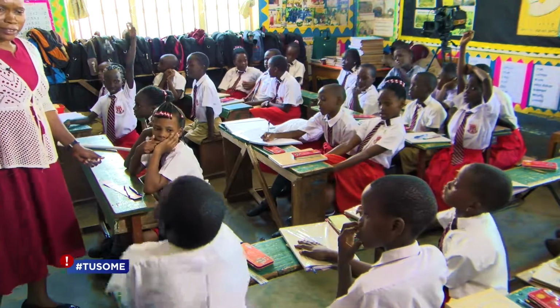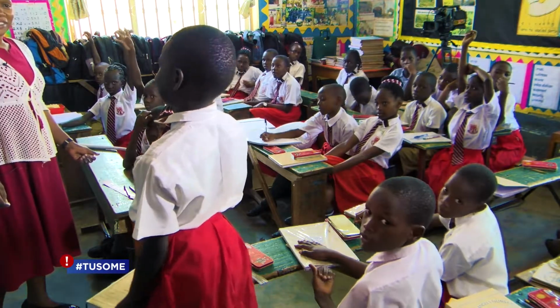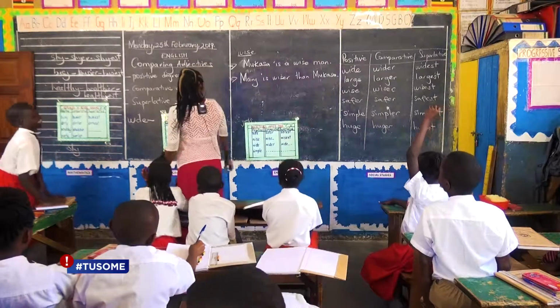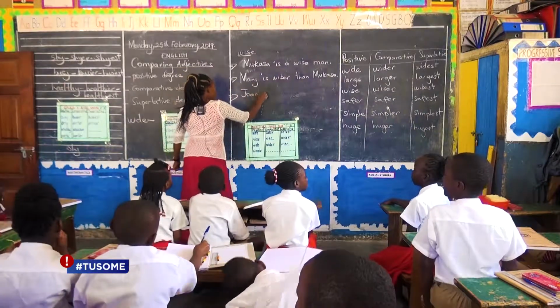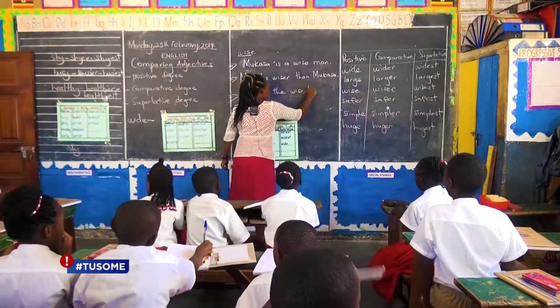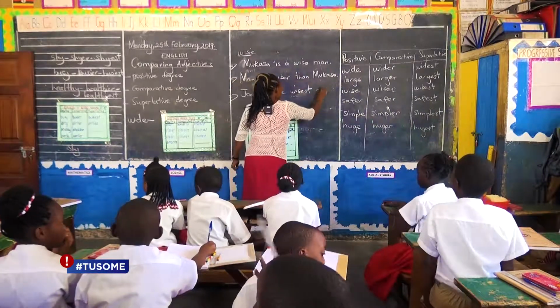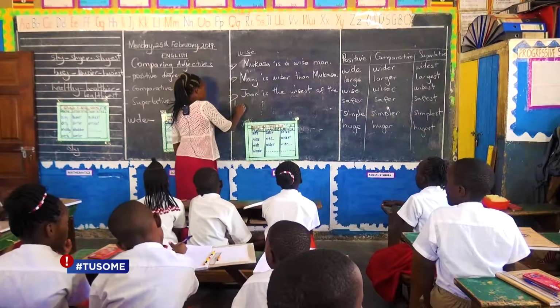Joan is the wisest of the three children. What's the name? Joan. Joan is the wisest of the three children.